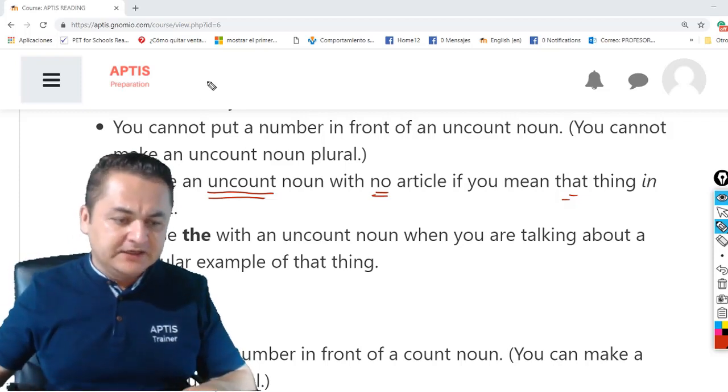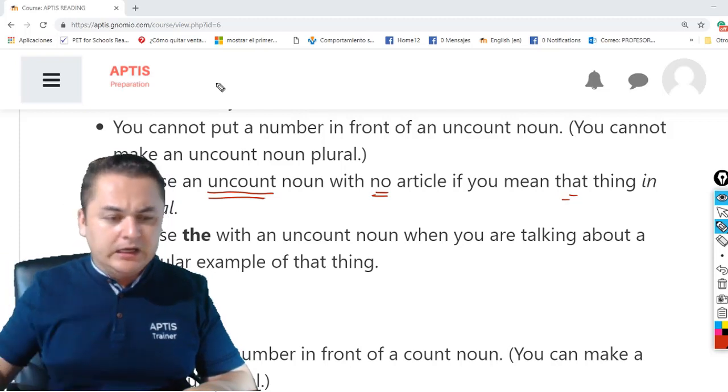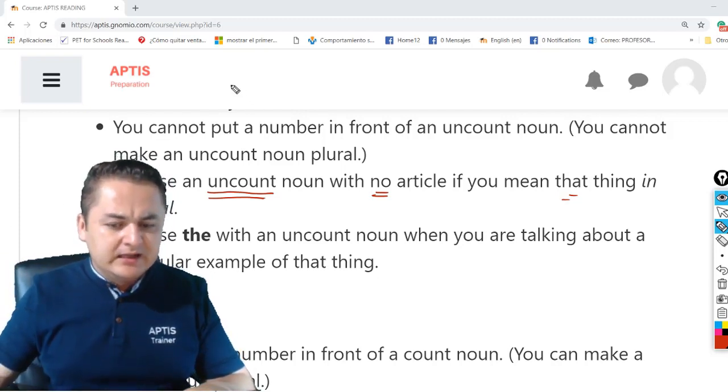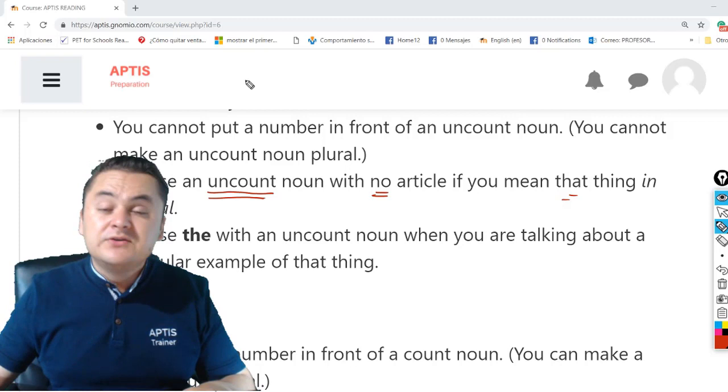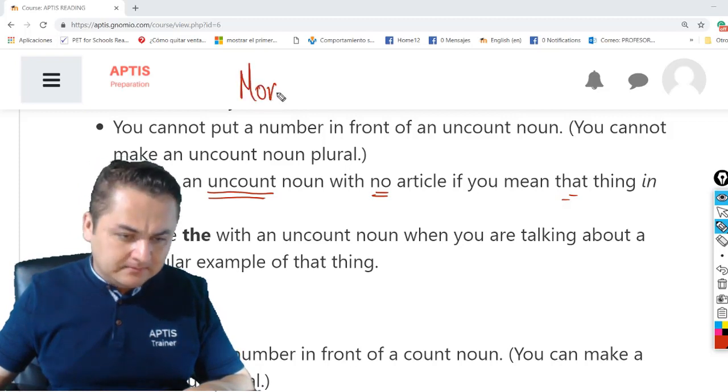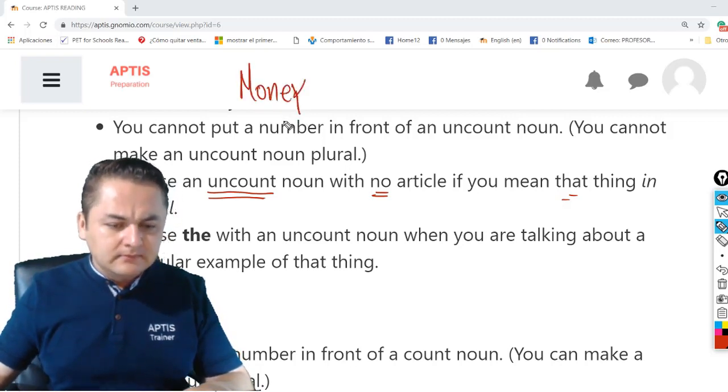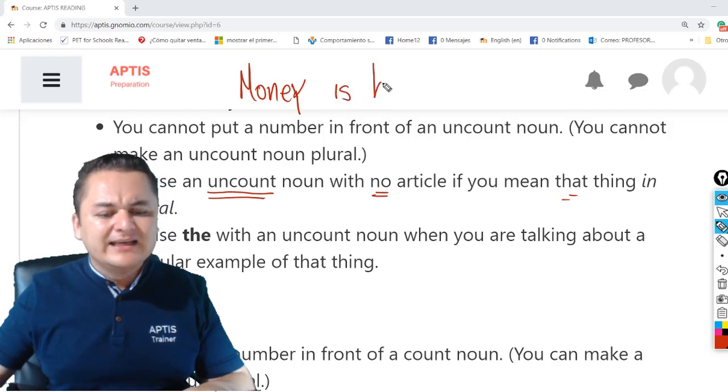I say, for example, I'm going to use an uncount noun. I'm going to use the same word: money. Money is hard to get.